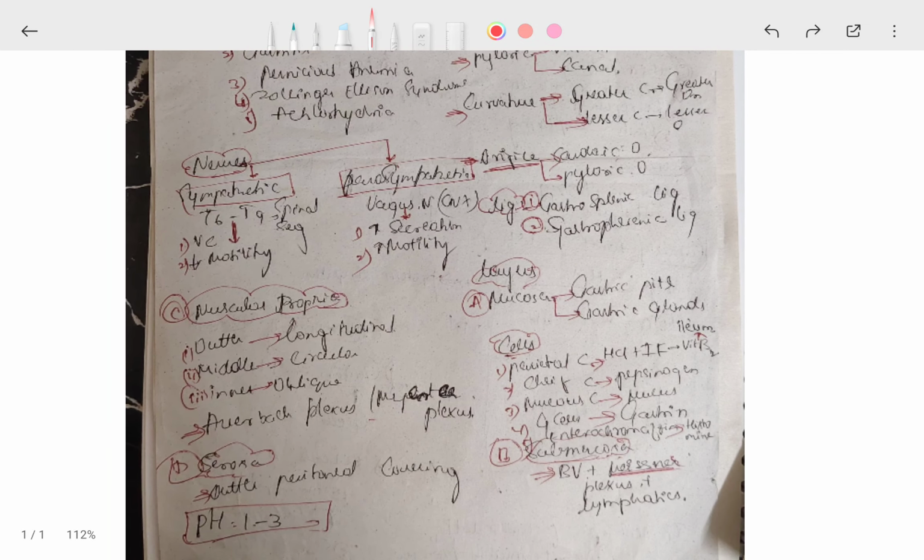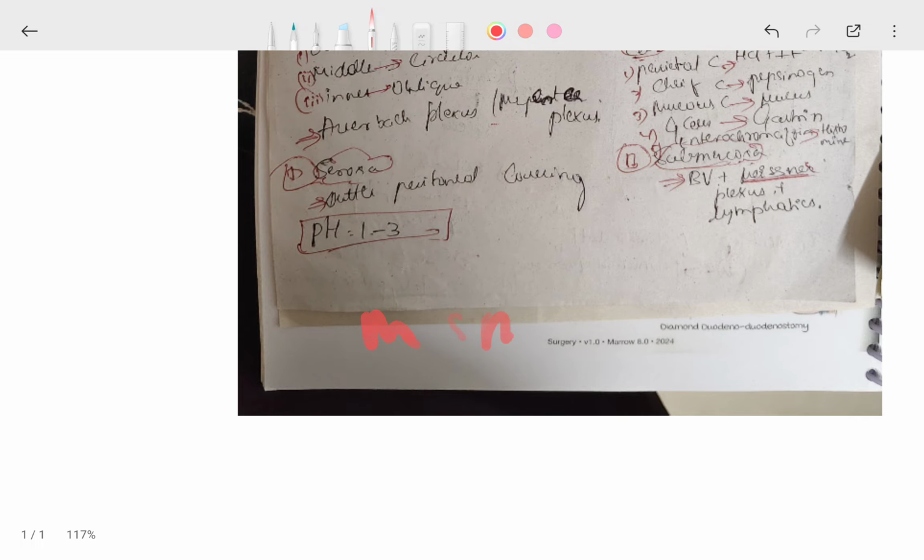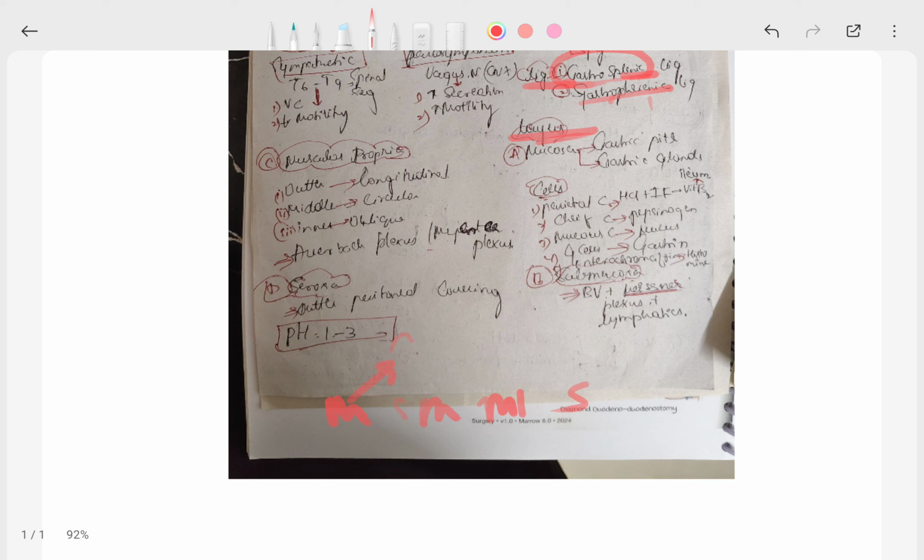Then you have ligaments: the gastrosplenic ligament, which connects the stomach to the spleen, and the gastrophrenic ligament, which connects the stomach to the diaphragm. And the layers of all GIT: you have mucosa, submucosa, muscularis propria and serosa. In the mucosa you have gastric glands and gastric pits, and you have cells called parietal cells, chief cells, mucous cells, G cells, and enterochromaffin cells.